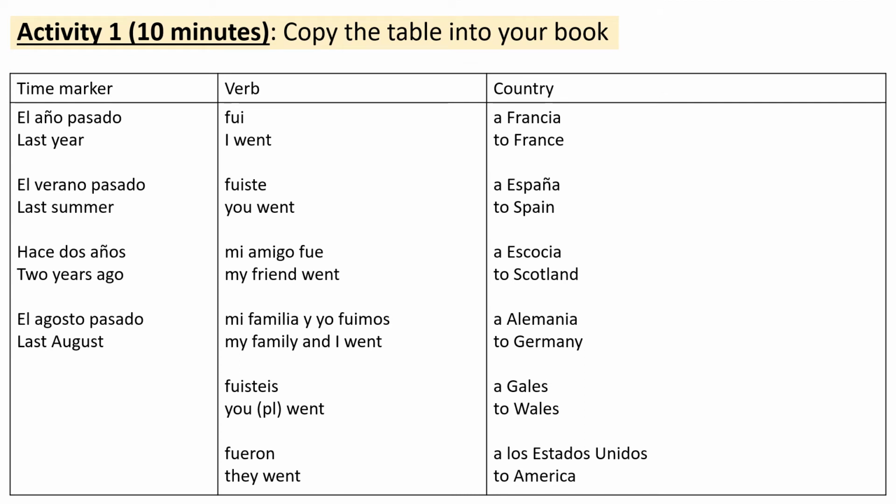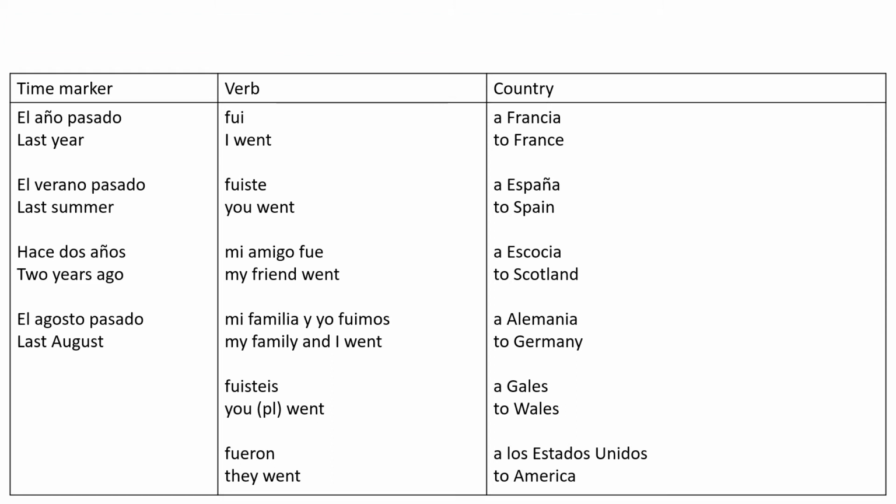What I would like you to do now is to copy this table into your book. As a result, you'll have all the key vocabulary that you need to form sentences to say where you or others went on holiday and when. Please pause the video now and complete this task. Well done, Year 9. At this point, you should have this table copied into your books.